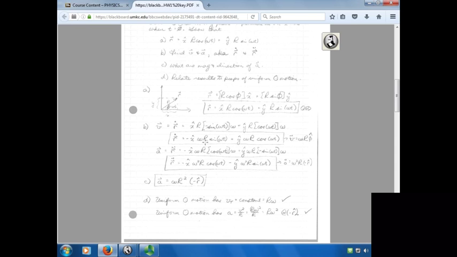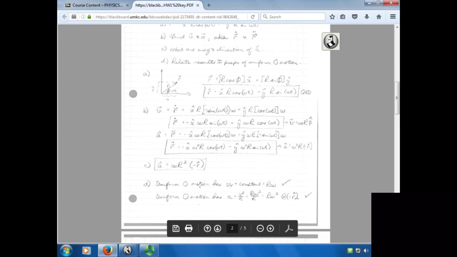What are the magnitude and direction of acceleration? I've already noted that the magnitude is omega squared r. Sorry, I said omega r squared at first, that should be omega squared r. And the direction was negative r hat. Okay, so I really should fix that. Give me just a minute. I'll fix it on the scan as well.